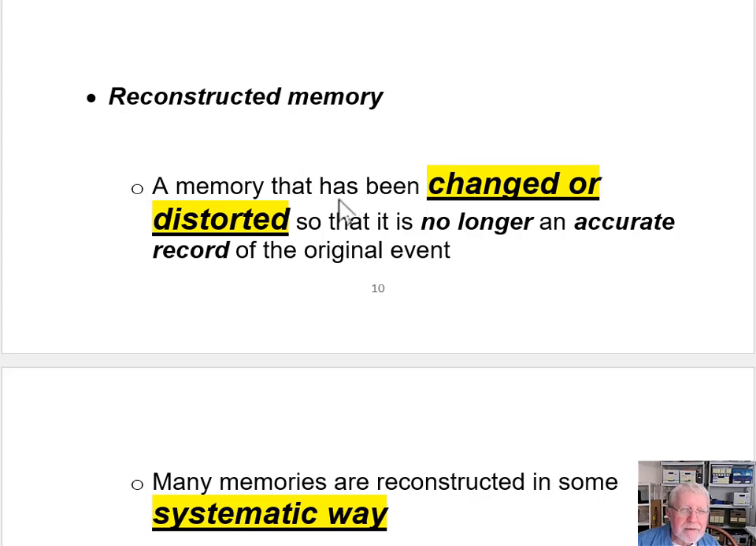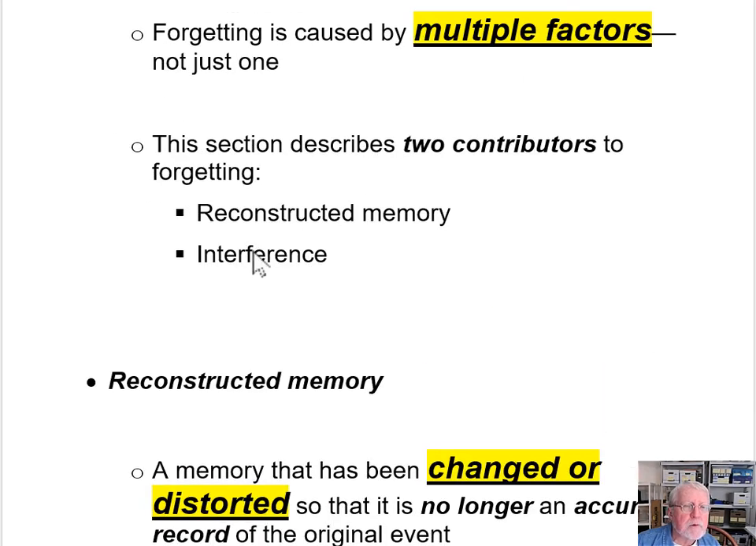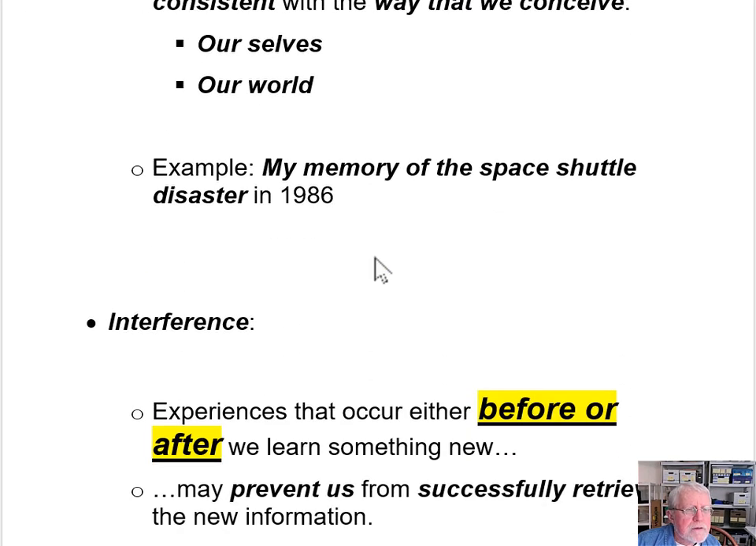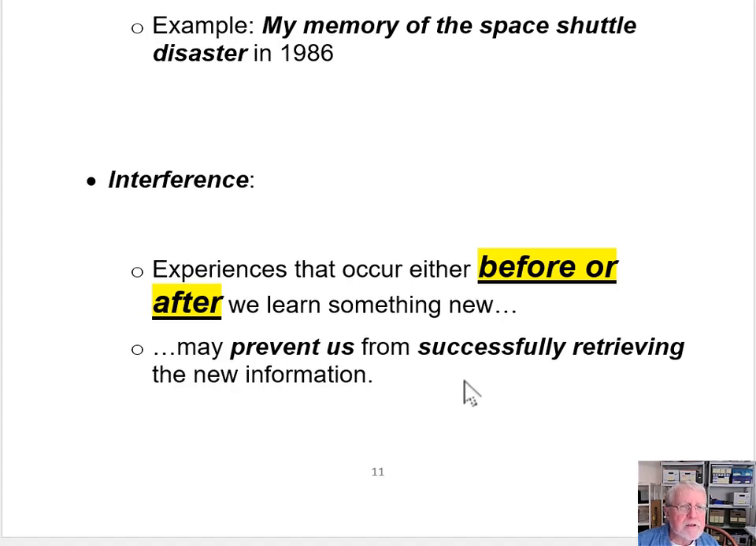We're going to have more to say about this later in this lecture when I talk about false memories and some of the research that's been conducted on that. But the two subheadings were supposed to be reconstructed memory and interference. A different factor that contributes to forgetting is something called interference. Let's define interference this way. I'm on page 11, toward the bottom of page 11.